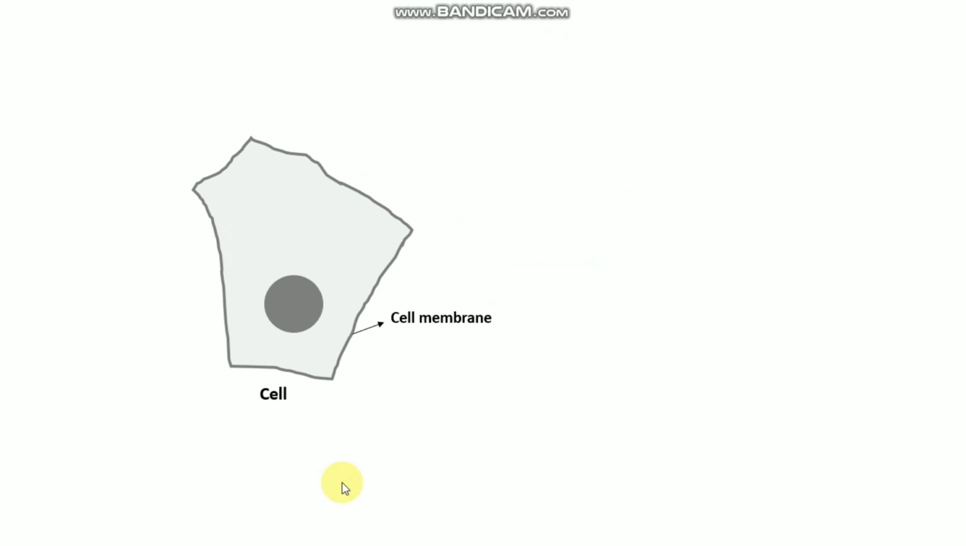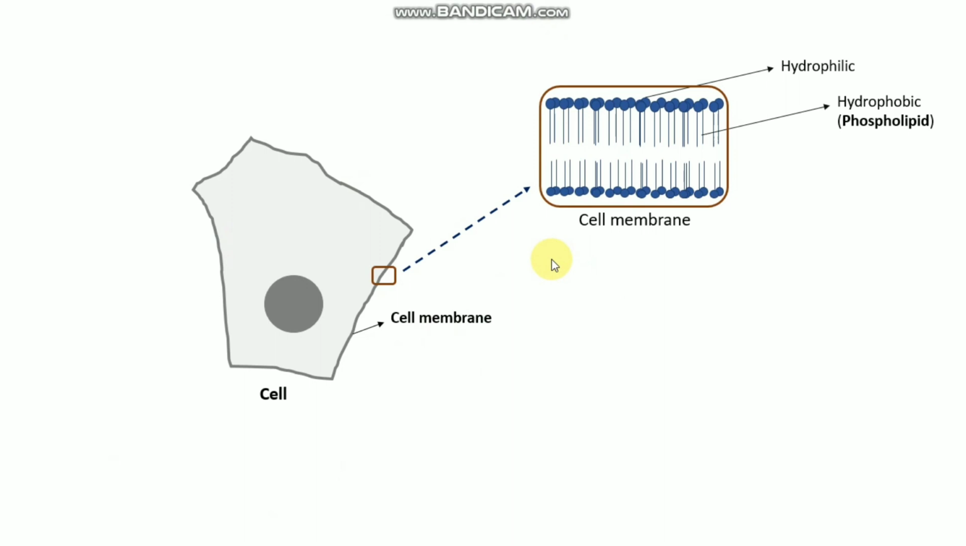As you know, the cell has an intact cell membrane, and this cell membrane is composed of a hydrophilic and a hydrophobic layer. The hydrophobic layer contains the phospholipid, that is the lipid layer. Because of this intact orientation of the hydrophilic and hydrophobic layers, any kind of macromolecule, for example an antibody, cannot enter the cell.